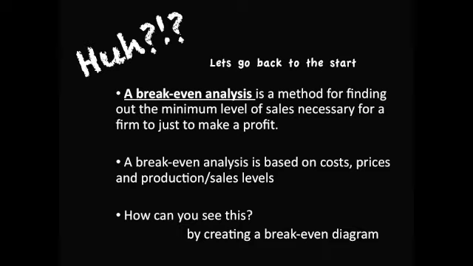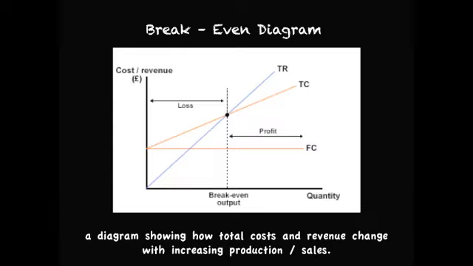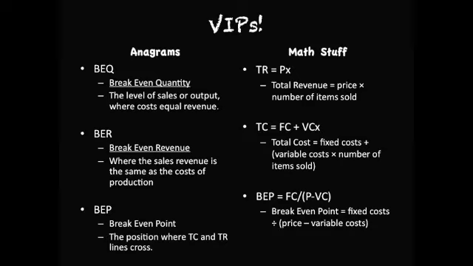But normally people can't really see through numbers, so you create a diagram, which is called the break-even diagram, which is what we're talking about today. And this will show them exactly where the break-even point is in relation to their profit and their sales. So a break-even diagram is used by companies to show how their total costs and revenue change with increasing production and sales, as demonstrated here. In this unit, there are several things that should be kept in mind.